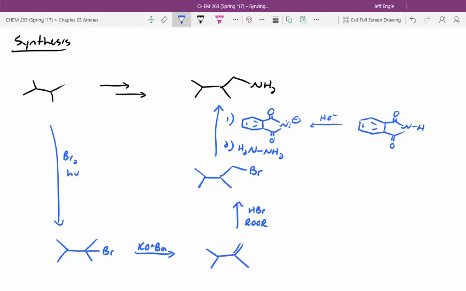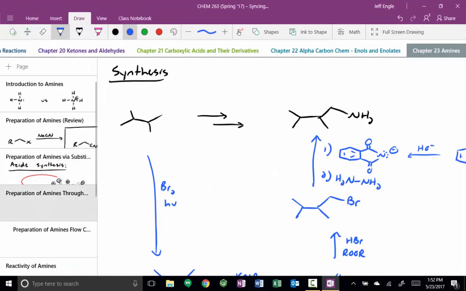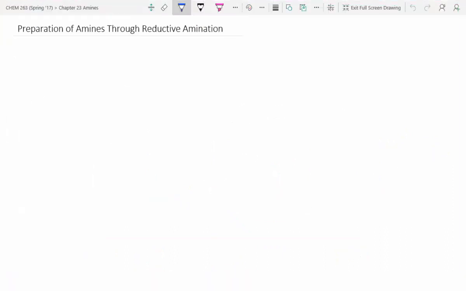All right, so now we need to cover ways to make secondary and tertiary amines. Right now we're kind of stuck with primary amines because we're doing SN2 chemistry. So I'll show you guys a new reaction. And the new reaction is pretty clever. And I'll show you guys the overall idea.